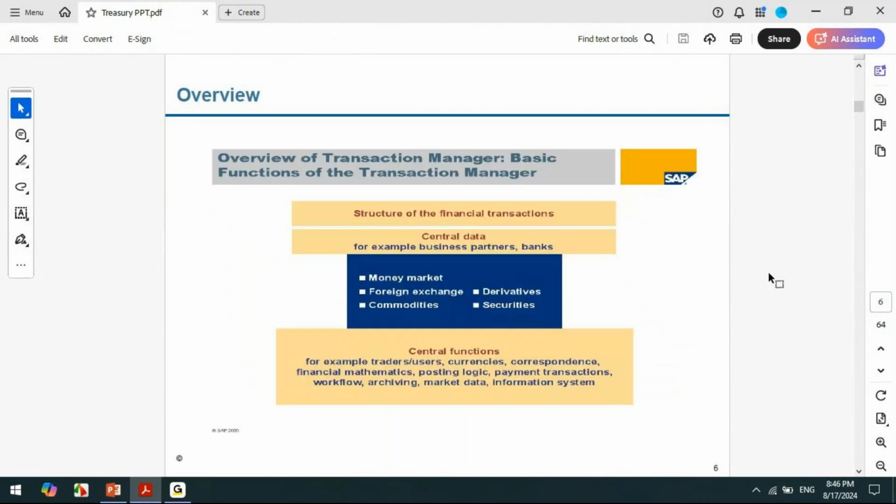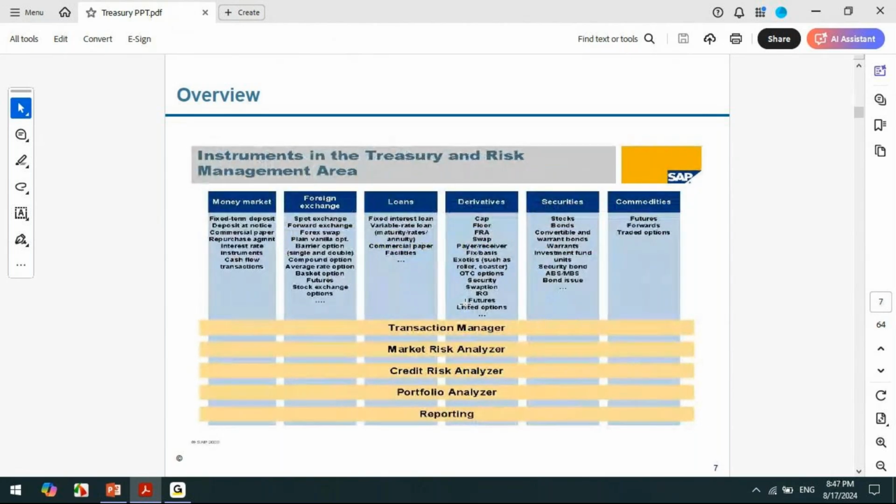Okay. So whenever we're talking about the SAP transaction managers, these are the things under transaction management. The commodities are not there, but yes, it's a derivative instrument. So now you can see this is the SAP Treasury overview, like what things are there when you're talking about treasury and risk management. It's basically segregated into two: one is called treasury management, and another is called risk management.